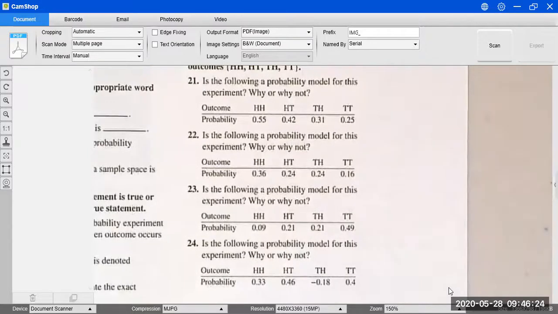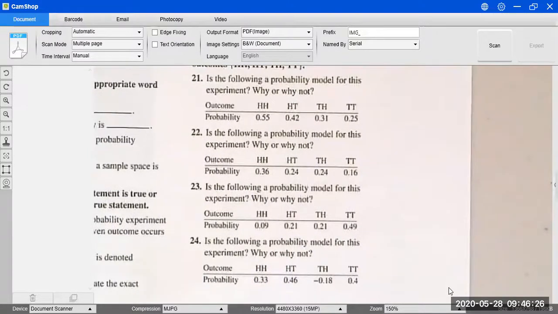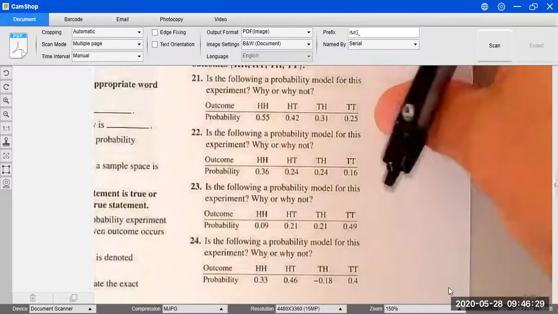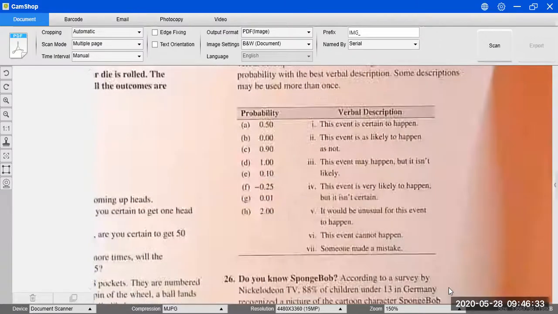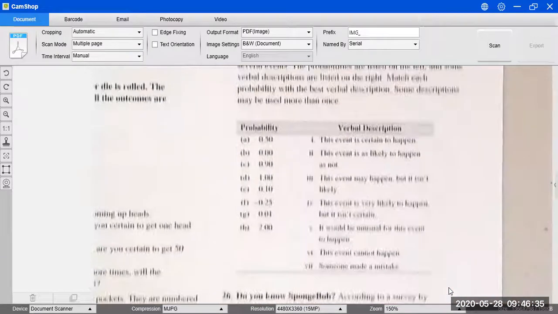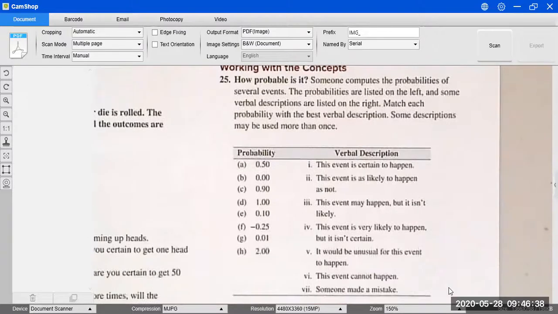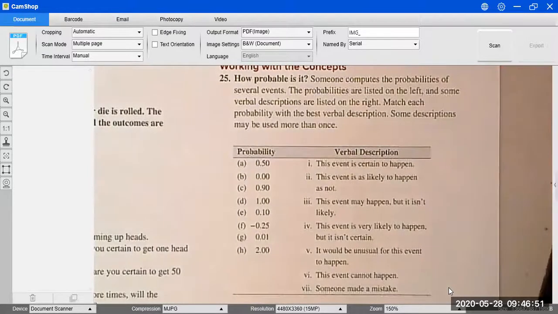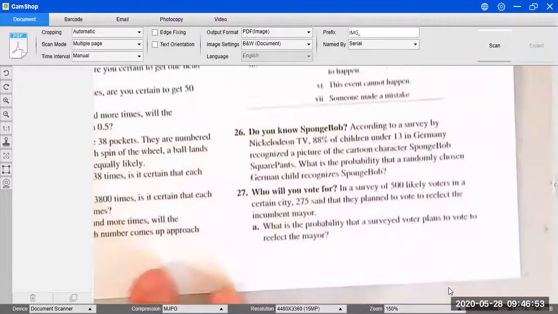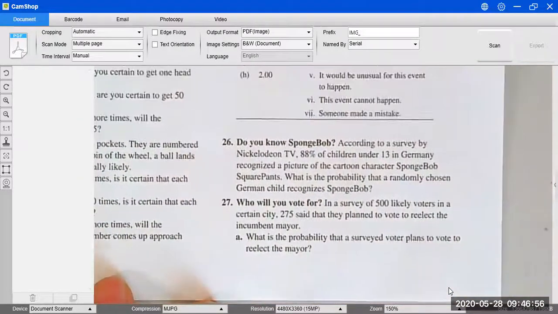Okay. Then we have problems 25, 26, and 27 here. So 25 is this one. This is just a matching problem. You're going to match a probability and its meaning. So that's problem 25. Then problem 26 and 27. Those problems are here.